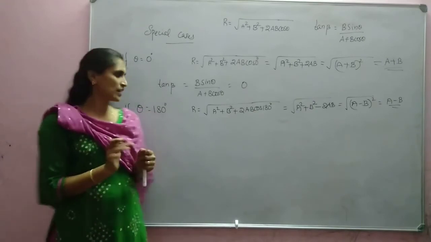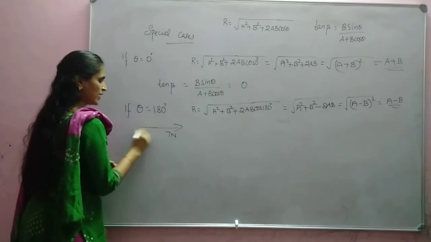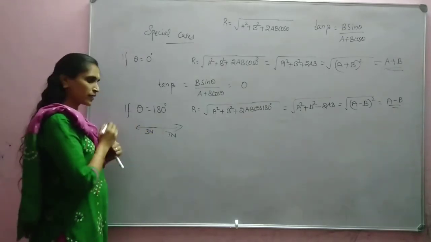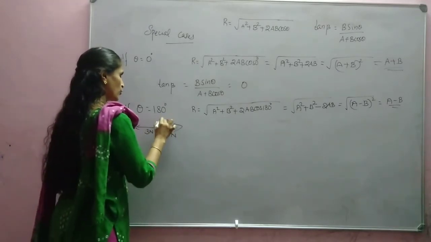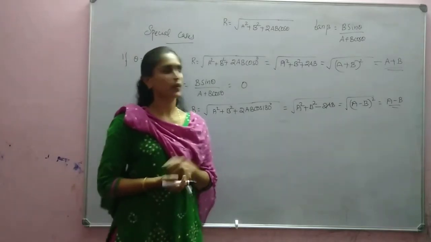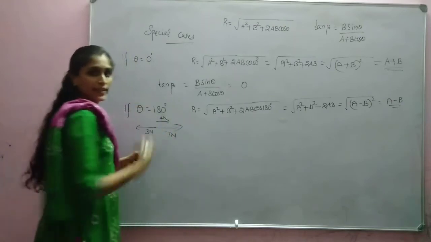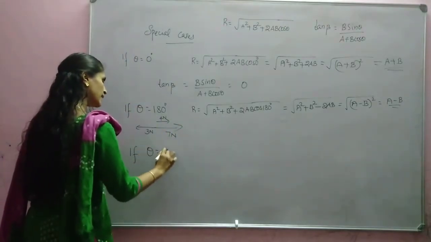For example, if 7 Newton is acting in this direction and 3 Newton is acting in this direction, what will be the resultant of these two forces? We can write it will be 4 Newton in the direction of larger magnitude force. That is what is A minus B. Is it clear?